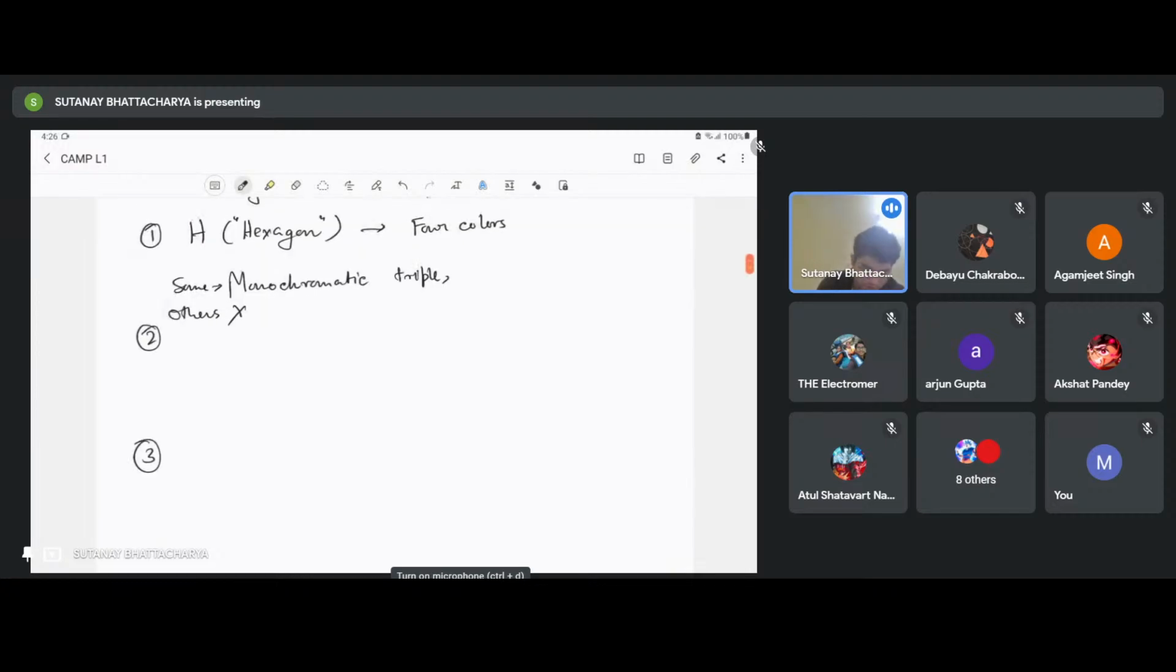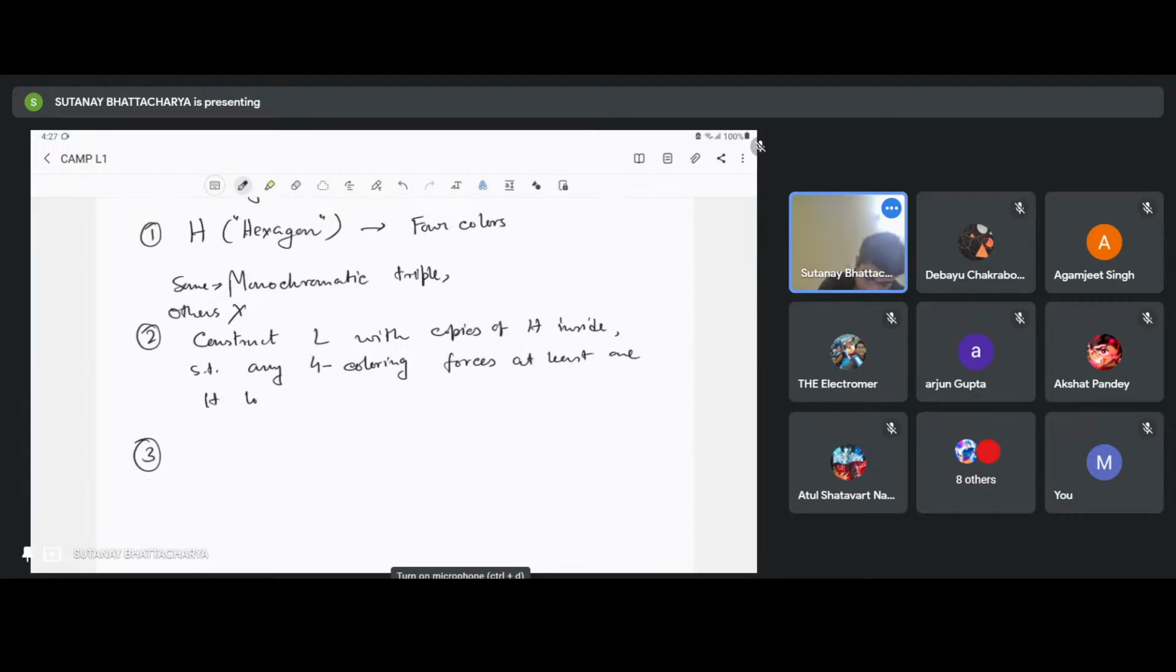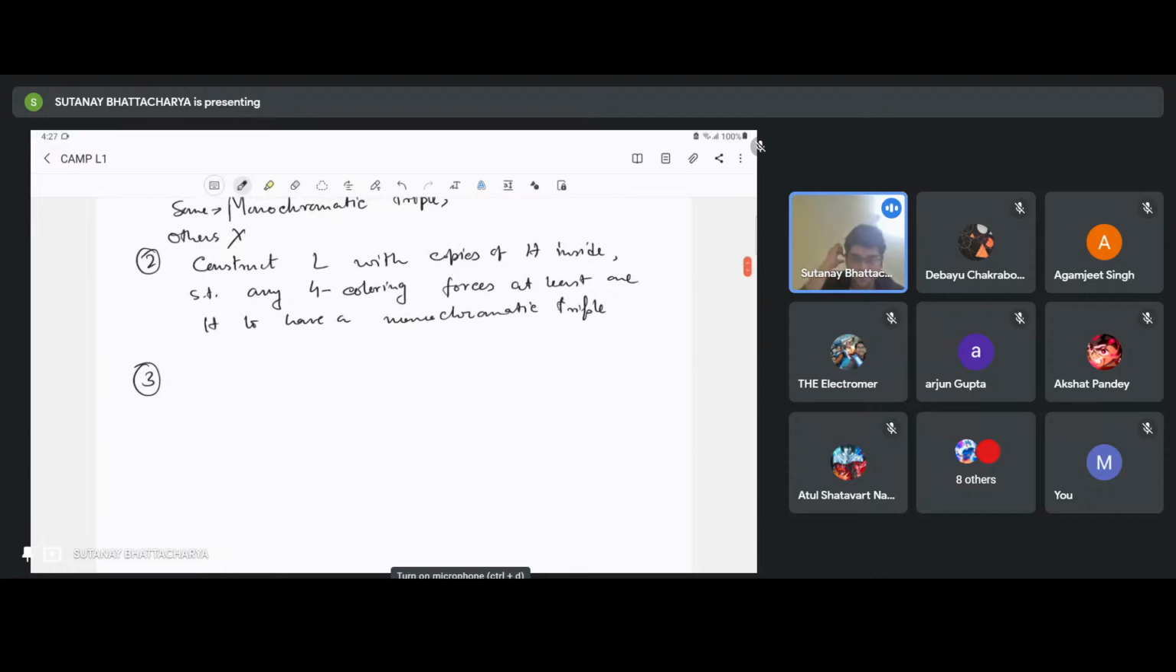The second step would be to construct a huge graph L with copies of H inside, such that any four coloring forces at least one H to have a monochromatic triple. Does that sentence make sense? At any point, if something does not make sense, feel free to ask. Can you please repeat the point one?